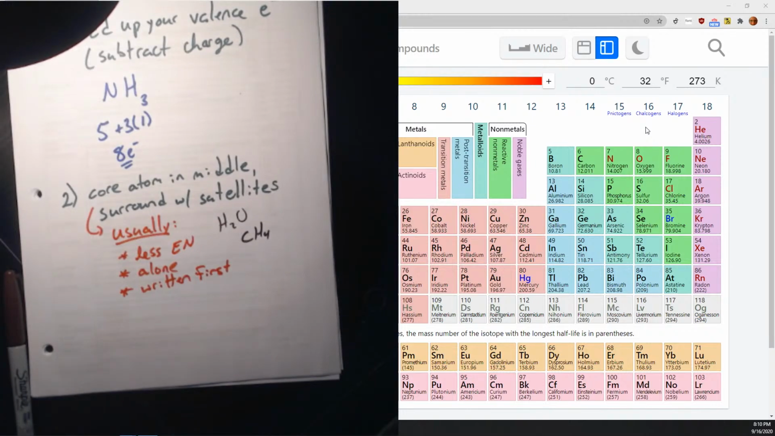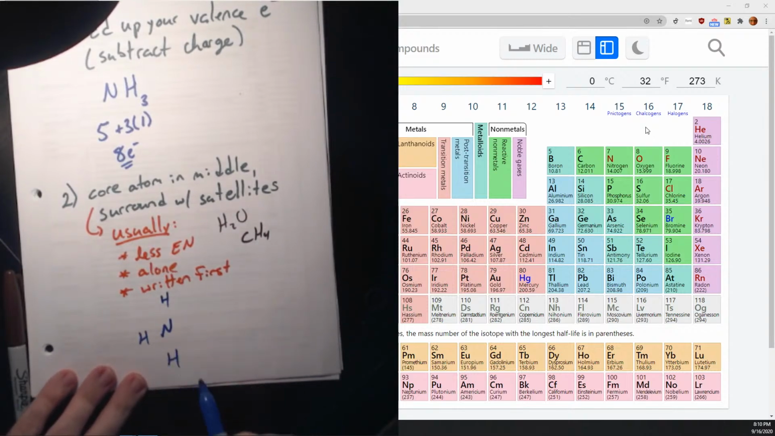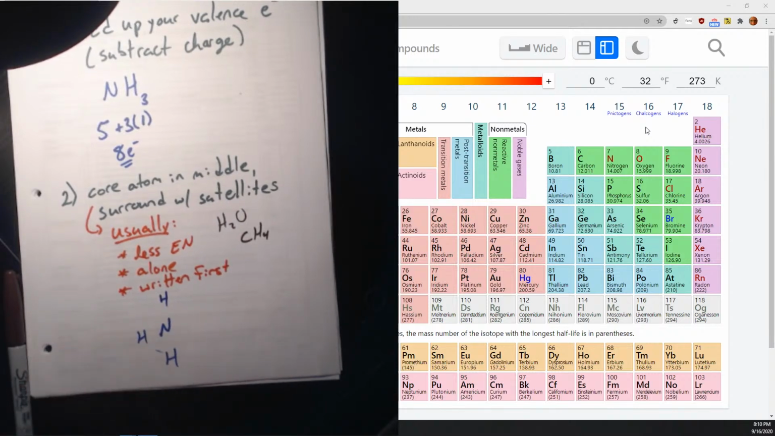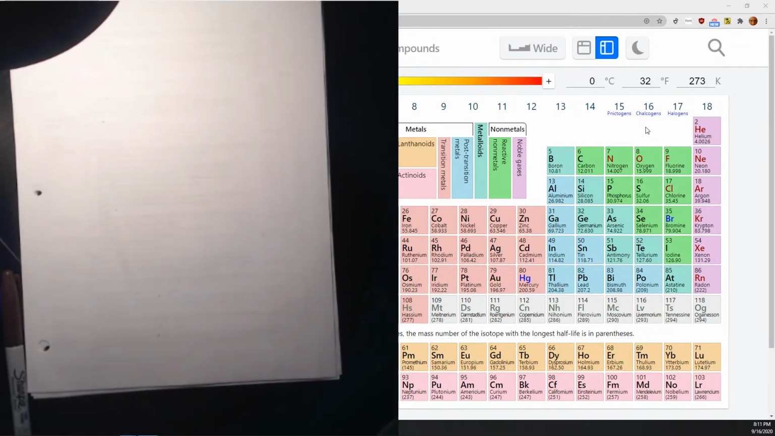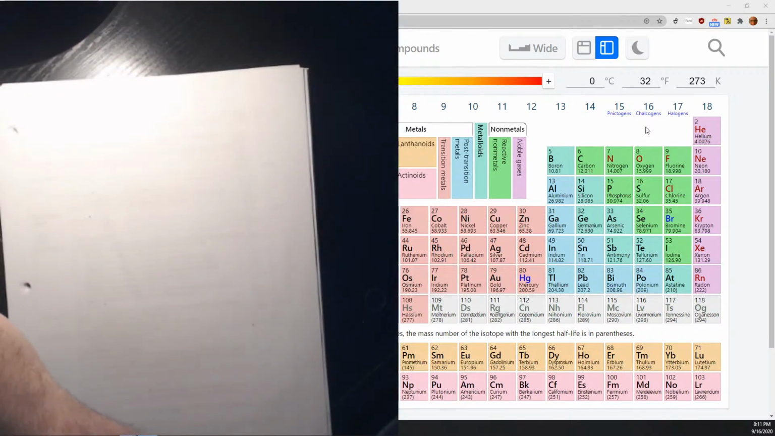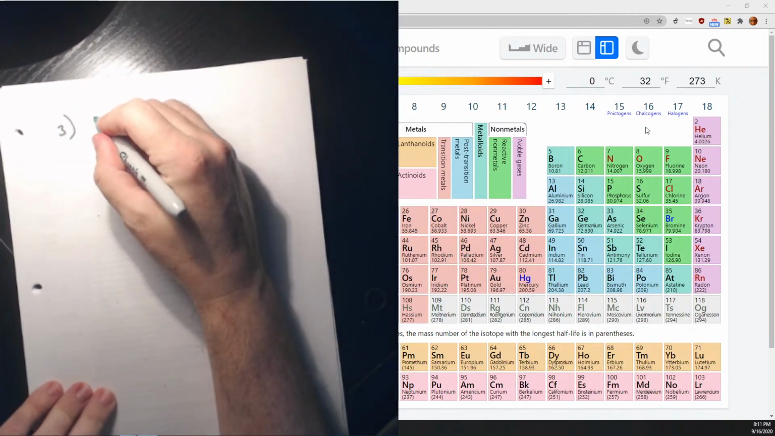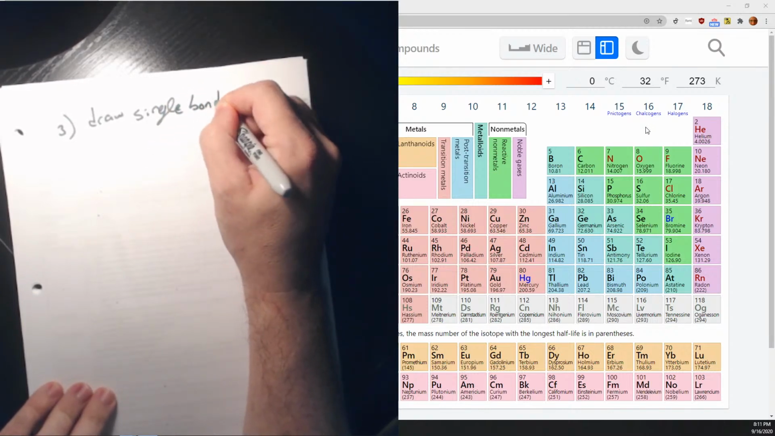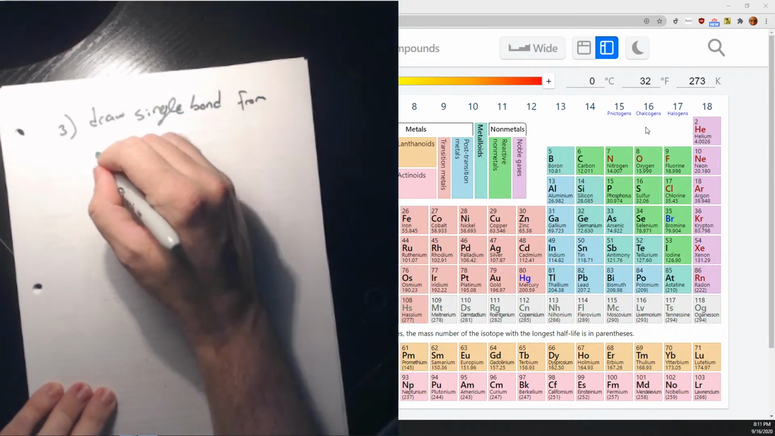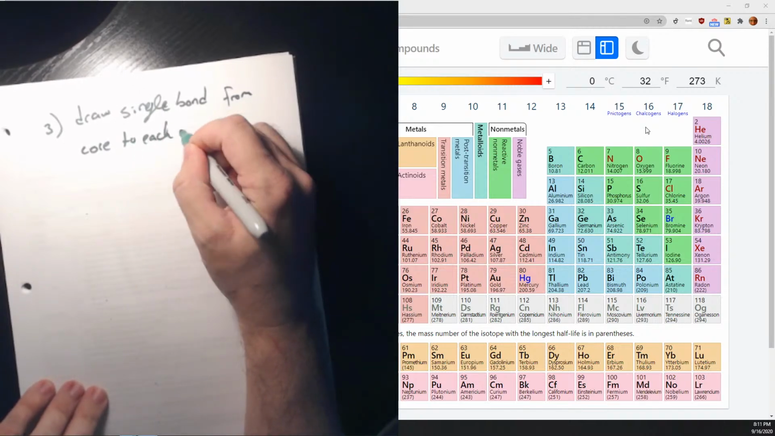So in this case, we have ammonia. Nitrogen is going to be in the middle. We surround it with our hydrogen atoms. So there's our core, and the 3 hydrogen atoms are our satellites. So our third rule, or third step, these aren't really rules, they're steps. We're going to draw a single bond from the core to each satellite.